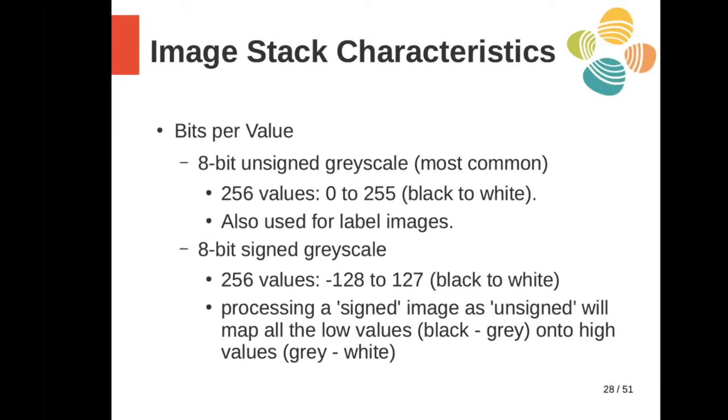Another type of image you may come across is an 8-bit signed. In this case, the values go from negative 128 to 127, again, from black to white. But there's an issue here. If we misinterpret that, if we process a signed image as unsigned, it will map all the low values, which are the blacks to the grays, into high values, gray to white. And what was white will appear to be a mid-level gray. So it'll kind of swap these intensity values around. That may be an issue.